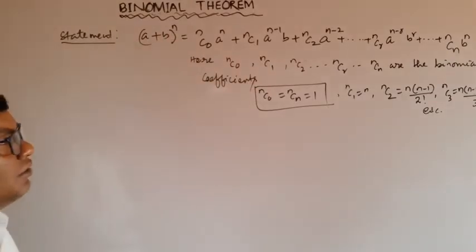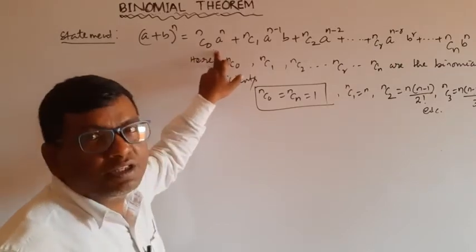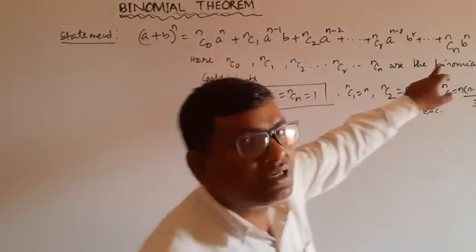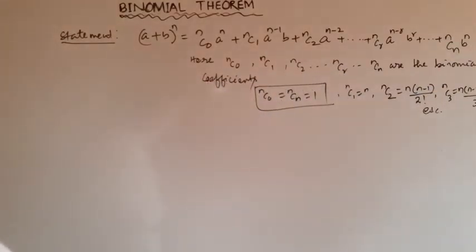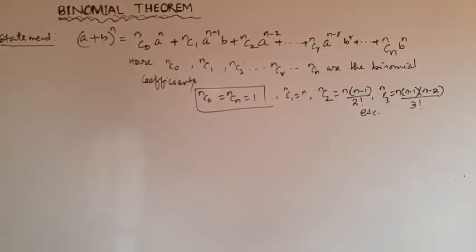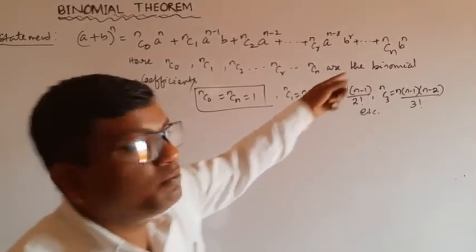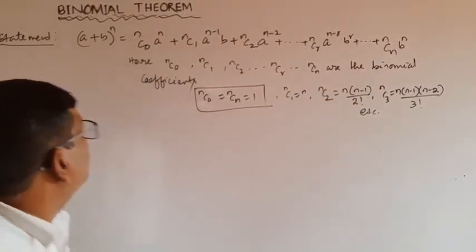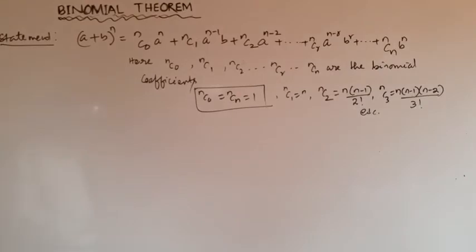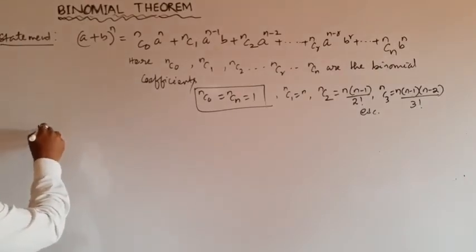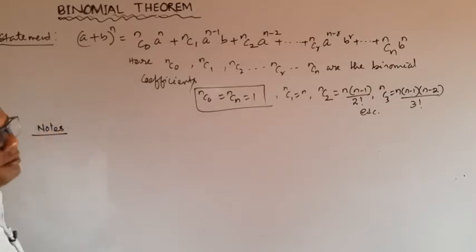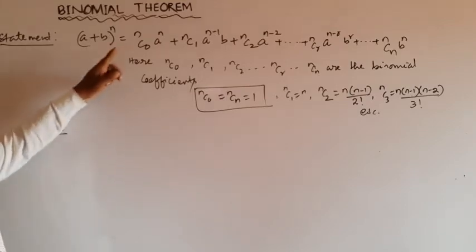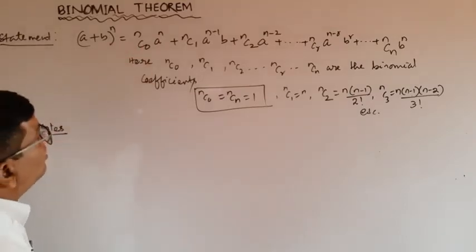Now the first term starts with a to the n, and the last term is b to the power n. Now some observations and notes from the binomial theorem. Here nC0, nCn, like this.